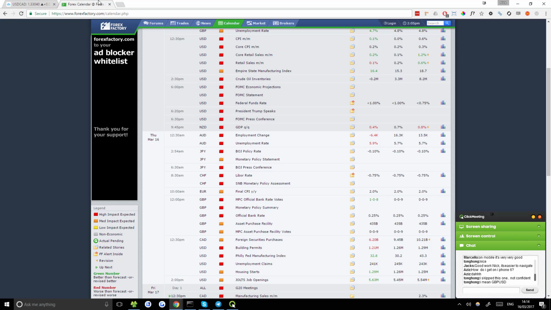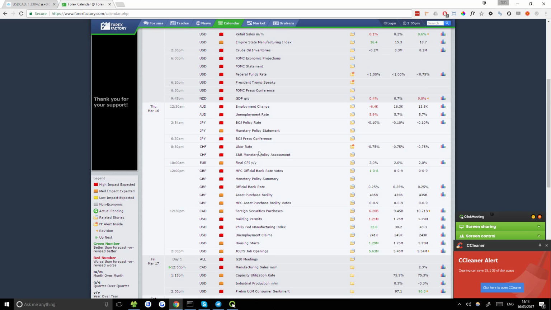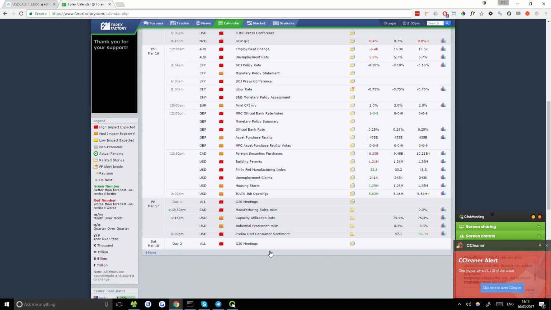Now, the only problem with this setup is that tomorrow we have the G20 meeting starting. And the G20 meetings, they can cause movement. They can. It's a hard choice to make. Is it worth trading through the G20? Possibly, because most times it doesn't really have that big an effect, but it can do. There is the potential there.